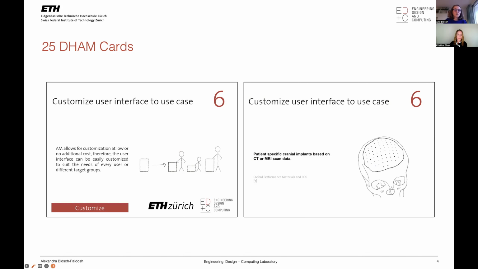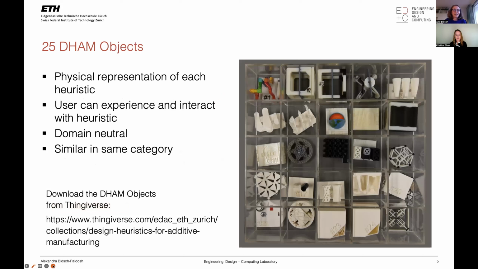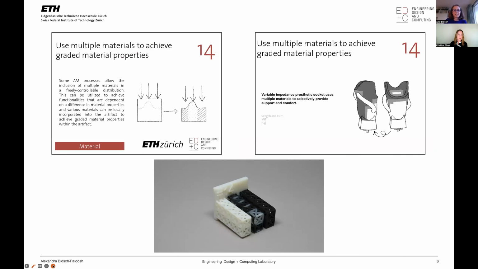So we also found, though, that additive manufacturing is something that a lot of people haven't visually seen before or haven't experienced, and that it would be very useful to have something that they could touch, that they could play with to help them understand. And so we also came up with 25 objects to go with each of the heuristics. And like I said, they're a physical representation. It allows you to experience the heuristic tactilely. We try to make them domain neutral when possible and similar within the same category. And on the next slide, we have some specific examples of how these work together.